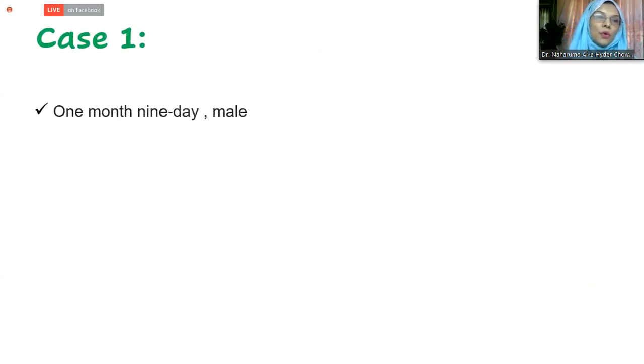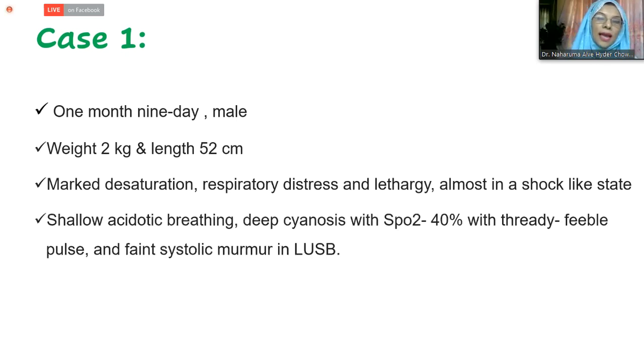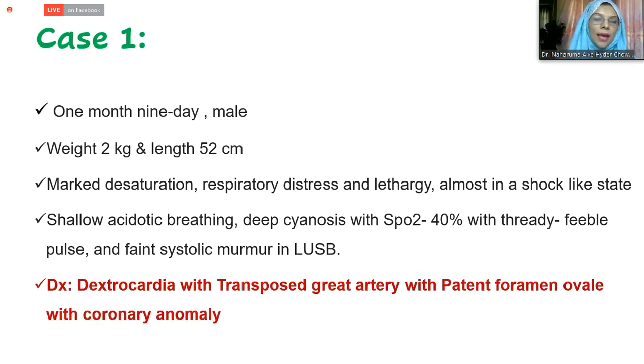So my first case presented at 1 month 9 days, a male child, who presented to us in a critically ill condition, almost in a shock-like state, with saturation of only 40%, and was diagnosed as a case of dextrocardia with transposed great arteries, with closing patent foramen ovale, and with coronary anomaly. We took the patient into the cath lab for palliative balloon atrial septostomy as the patient was almost in a dying state. After the initial recovery, we took the patient to the OT and operated on the child with an arterial switch operation, and we discharged the patient.